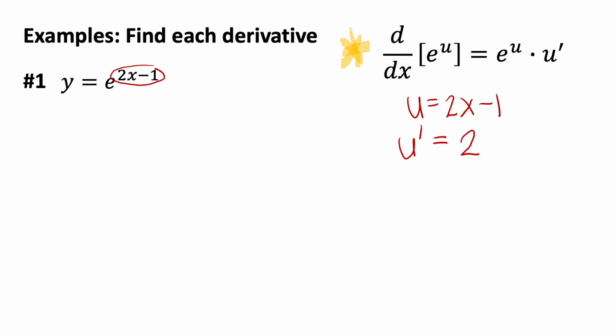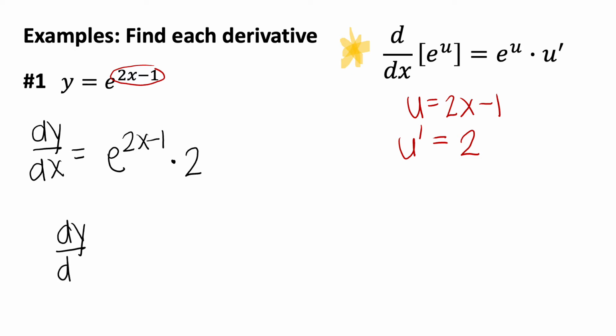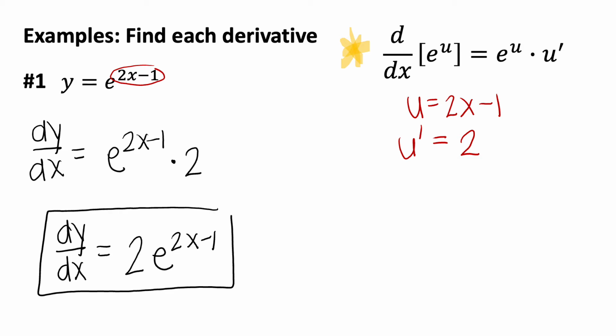So the derivative of y, which we're going to denote as dy dx, is equal to e to the u, so we can leave this as e to the 2x minus 1 times u prime, which is just 2. So I'm going to just clean this up. Dy dx is just equal to 2e to the 2x minus 1. For now, I'm going to go ahead writing out all of my steps, but as we practice, you might be able to do some or most of these in your head.